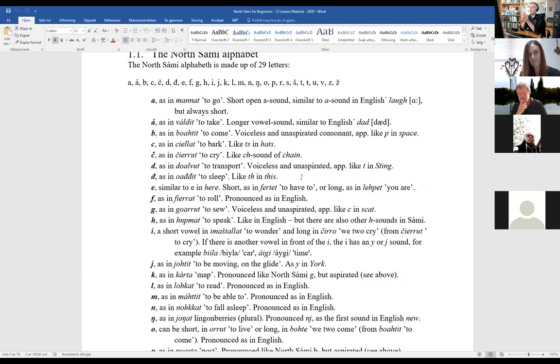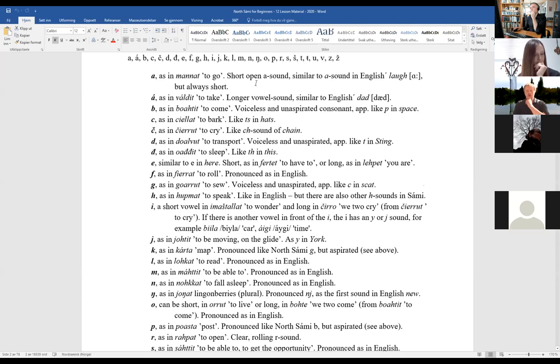This is just a short list of the letters and the sounds, and if you want to read more, there are possibilities to find more information, for example, in this book by Rita-Liisa Valijärvi and Lily Kahn. But there are also other materials that go more deeply into this. But we start with A as in mannat. And now I say this word, and you preferably also say it after me, even though I don't let you say it in the microphone here, because you are so many. So we try to do like this.